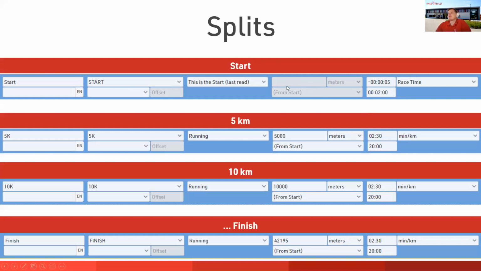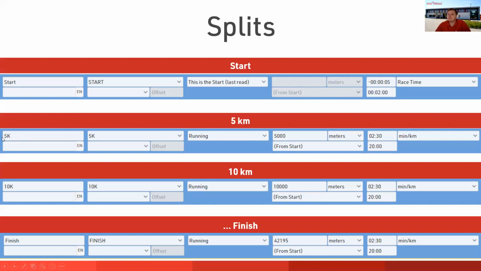There are options to select or to have a split prior to the start. For example, a swim check for a triathlon. And that's why you can also enter negative times here. So for the start, we say 5 seconds before the gun fires up until 2 minutes after the gun fires.